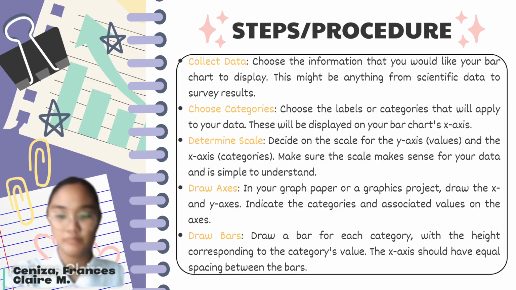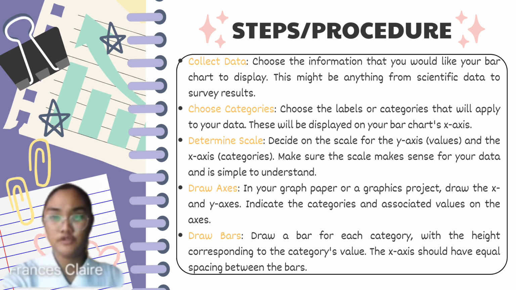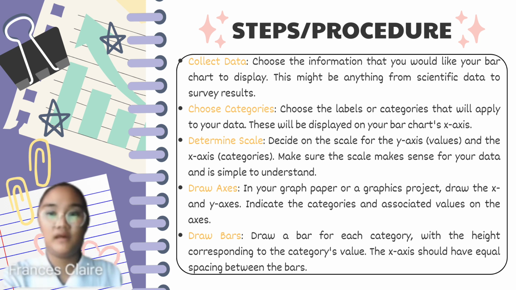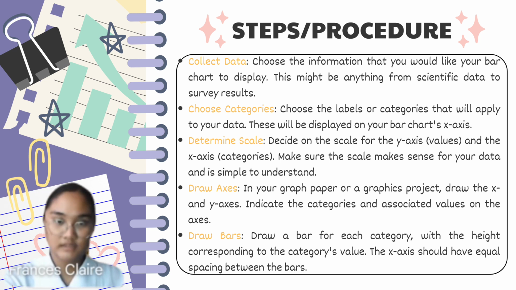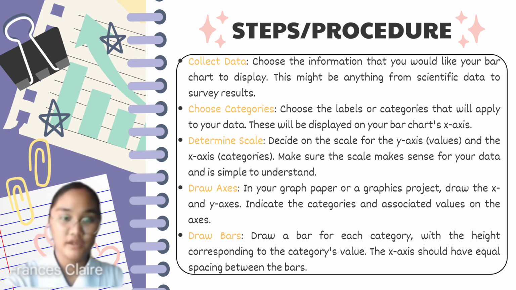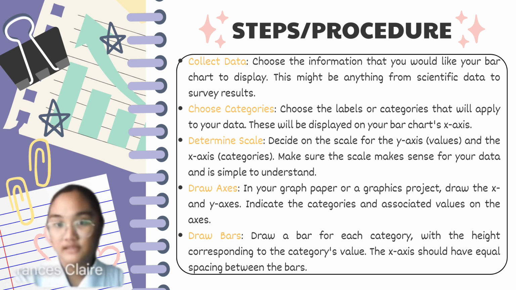Let's talk about the steps and procedures. First step, collect data. Choose the information that you would like your bar graph to display. This might be anything from specific data to survey results. Second, choose categories. Choose the labels or categories that will apply to your data. This will be displayed on your bar chart's x-axis. Third, determine scale. Decide on the scale of the y-axis and the x-axis. Make sure the scales make sense of your data and is simple to understand.